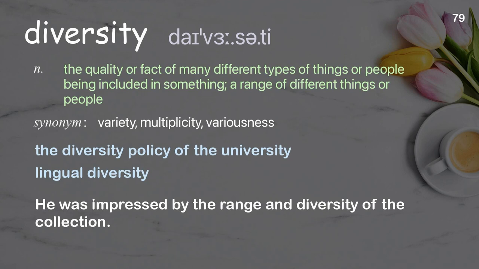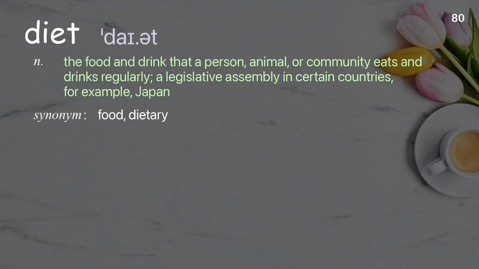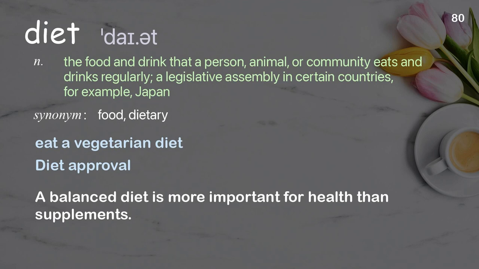Diet: the food and drink that a person, animal, or community eats and drinks regularly; a legislative assembly in certain countries, for example, Japan. Examples: eat a vegetarian diet, Diet approval. A balanced diet is more important for health than supplements.